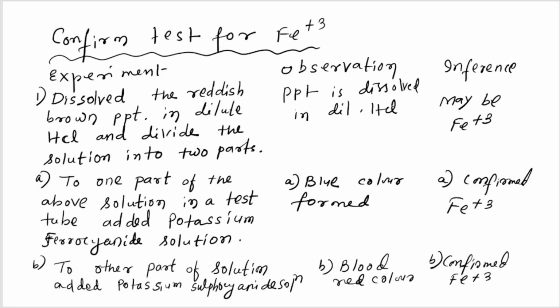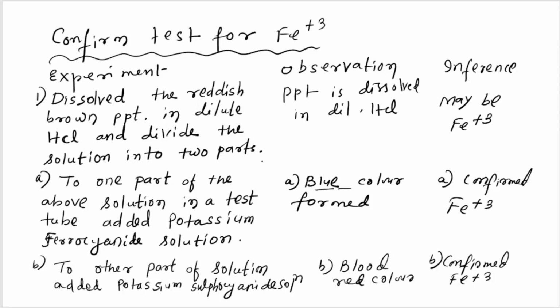Potassium ferrocyanide. Don't be confused: potassium ferrocyanide and another one, potassium sulfocyanide. First you add potassium ferrocyanide. Then what is the observation? You can find the color is blue. Blue color, it's very important. You will observe blue color if you add potassium ferrocyanide.